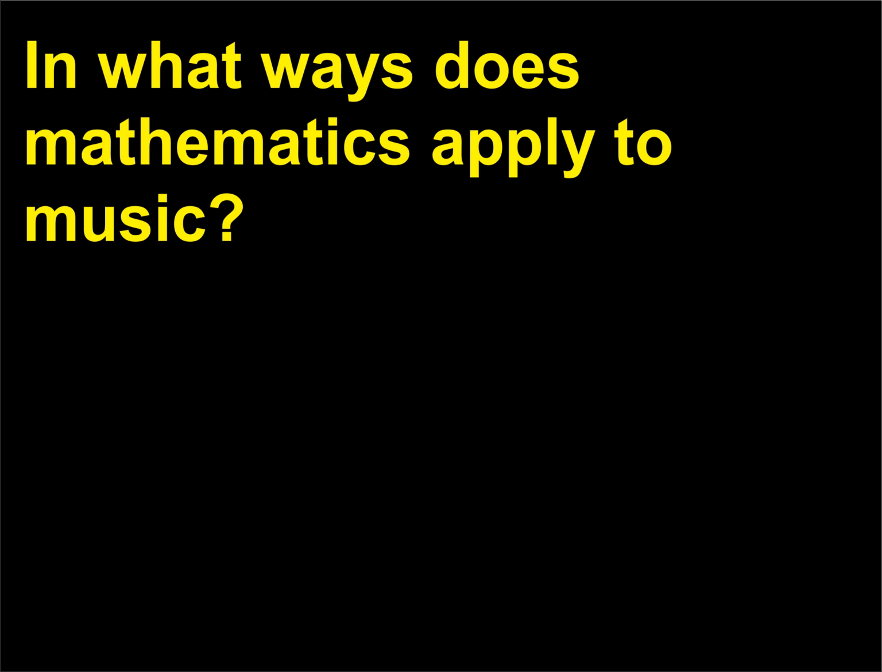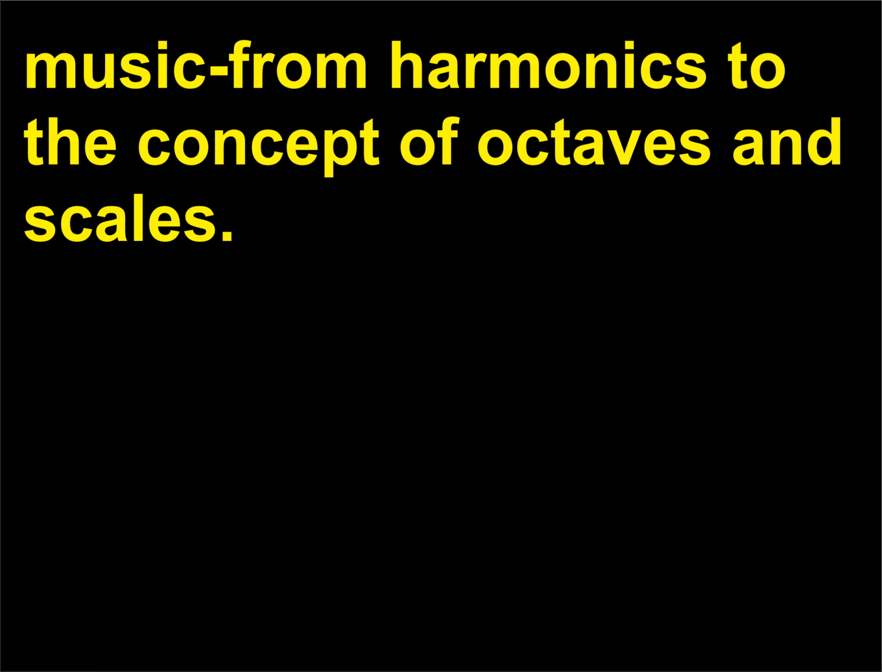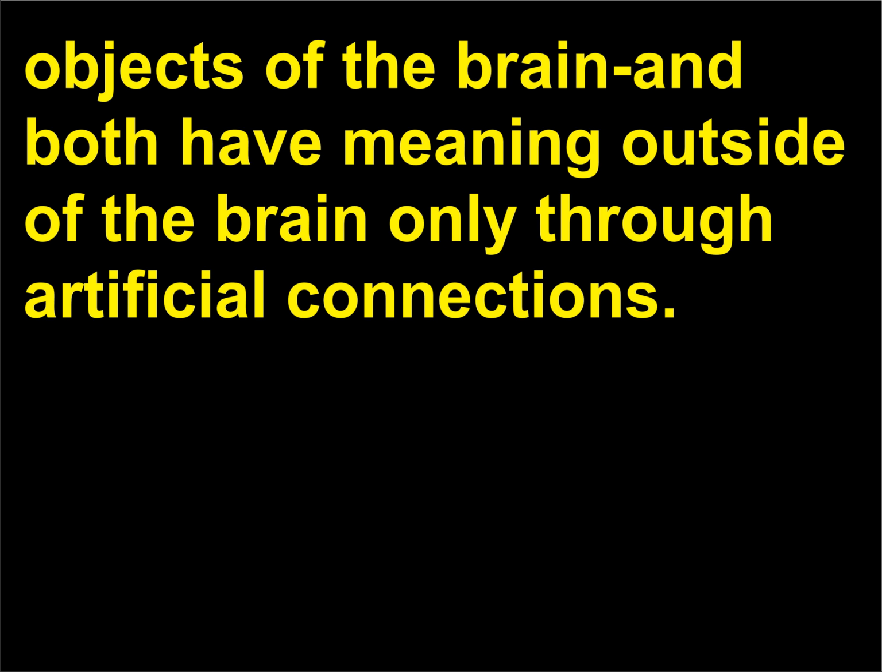In what ways does mathematics apply to music? There are many ways in which mathematics applies to music, from harmonics to the concept of octaves and scales. There is a most interesting connection in that both music and mathematics are experienced as pure objects of the brain, and both have meaning outside of the brain only through artificial connections.